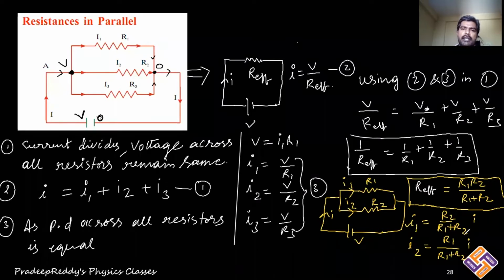But in the case of capacitors, in series combination reciprocals are added, and in parallel combination they are added directly. But in resistors, in series combination resistors are added directly, whereas in parallel combination reciprocals are added in order to get the reciprocal of the effective resistance.